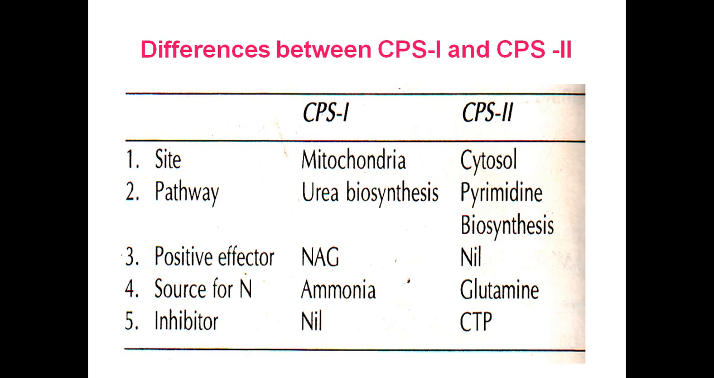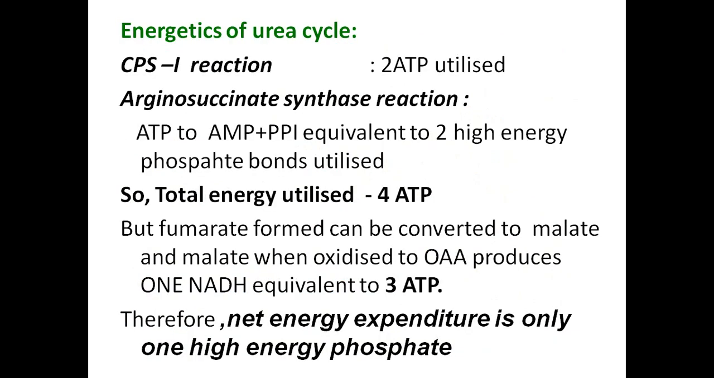CPS1 acts on ammonia, whereas CPS2 acts on the nitrogen substrate, that is glutamine. CPS1 has no inhibitors, and CPS2 has an inhibitor. This CTP, cytidine triphosphate, can inhibit CPS2. These are the differences between CPS1 and CPS2.